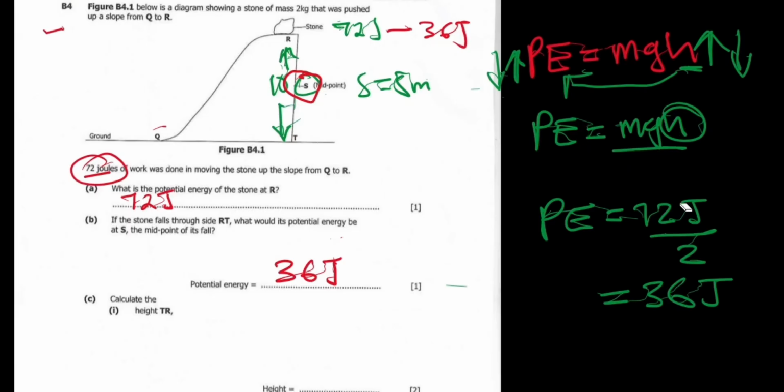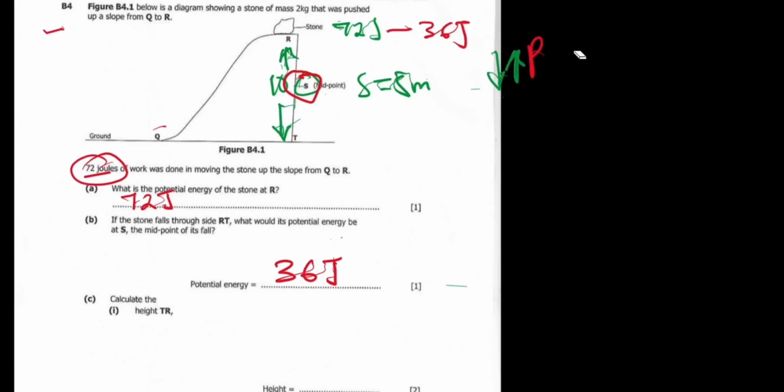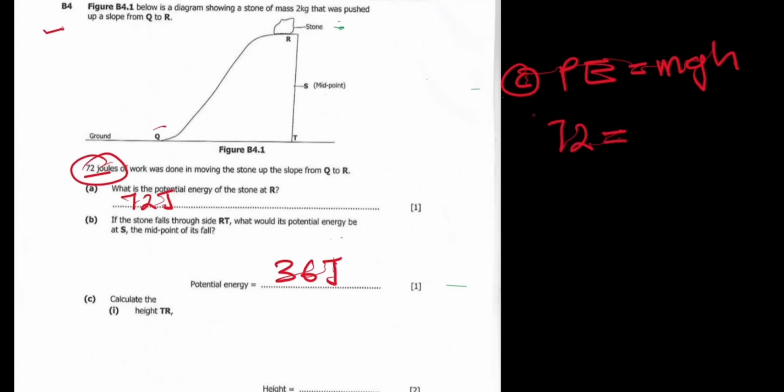Now, question C says calculate the height RT. So how do you find the height RT? Well, because you have the potential energy, for this particular question you still need to use the same formula, which is mass times gravity times height. So we are looking for the height. The potential energy is 72, so we put 72. And the mass of this stone is 2 kg. Notice we've been given 2 kg there.